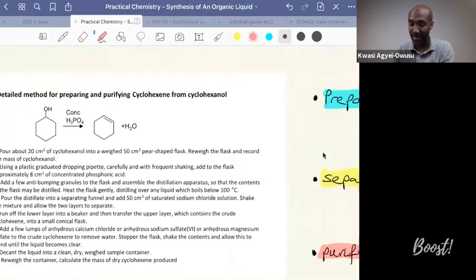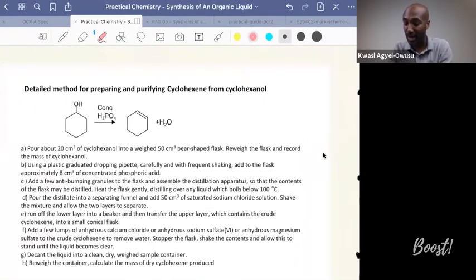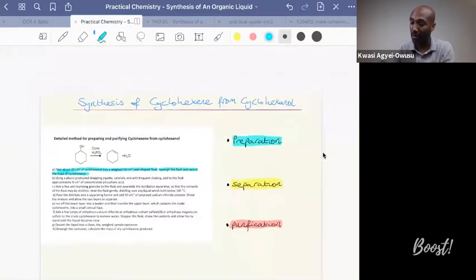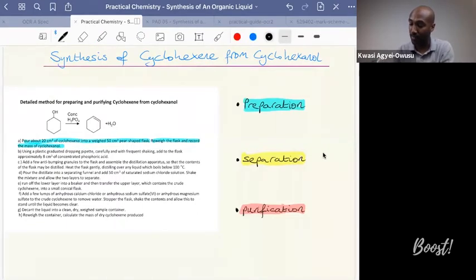We're looking at our cyclohexanol, and again we're being asked to pour it into a weighed 50 centimeter cube pear-shaped flask. So the first step is to weigh our starting reactant, and if you note, we're being asked to reweigh the flask and record the mass of our cyclohexanol. So again, we're weighing by subtraction. It's a very important point to make, and something you ought to note down. Weigh by subtraction, weigh reactant. Just as we saw in the last experiment.